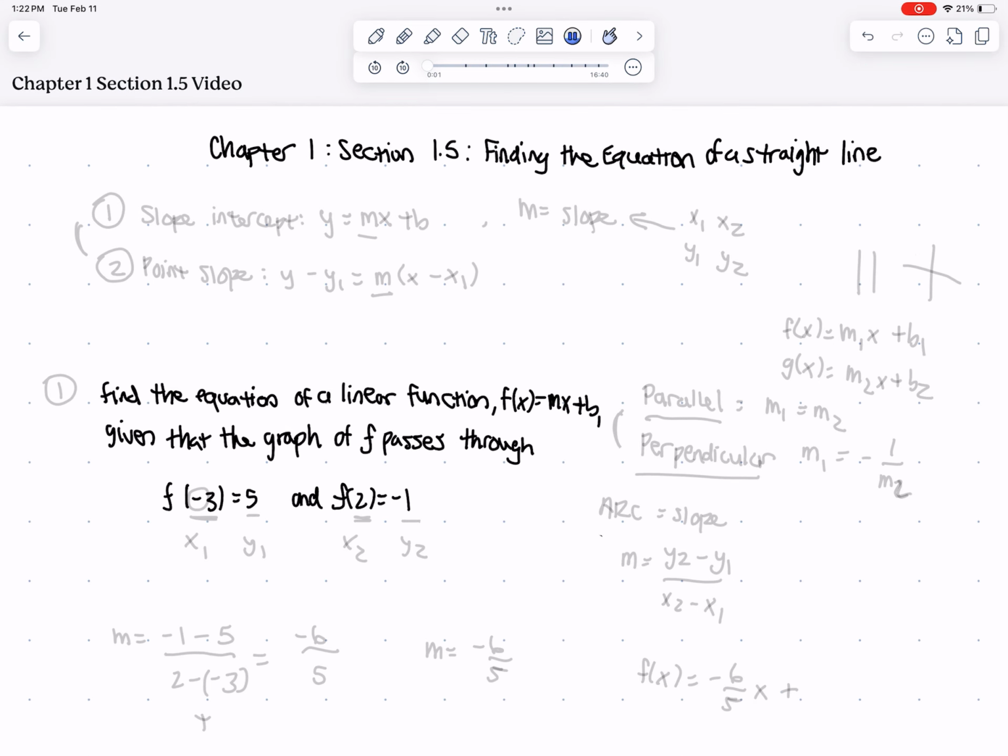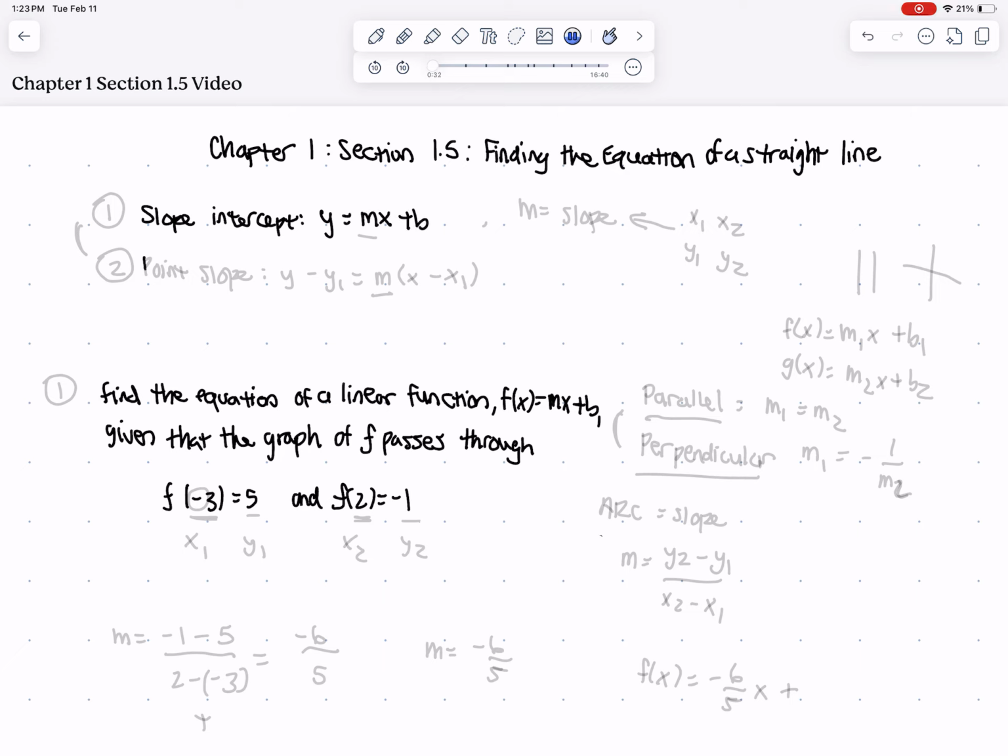This is a video on Chapter 1, Section 1.5, finding the equation of a straight line. In Section 1.5, we were introduced to two different formulas, the first one being slope-intercept form and point-slope form. So what is slope-intercept form? Slope-intercept. And if you haven't memorized this already, I would do so. Y equals mx plus b.